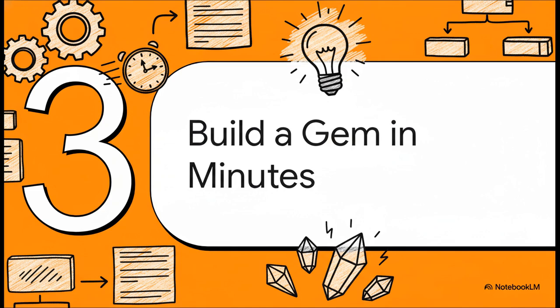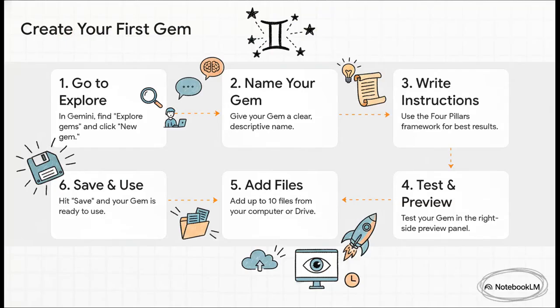All right, so you get the why. Now let's get into the how. I'm going to walk you through creating your very own gem, and you'll see just how fast it is. We're talking less than 5 minutes. Okay, it's a super simple 6-step process. You'll start in Gemini, give your gem a clear descriptive name, and seriously, this is really important once you have a bunch of them. And then you'll write your instructions. Now the key here is to test it out in that preview panel on the right side before you save it. If you need it to know specific stuff, you'll add your files.